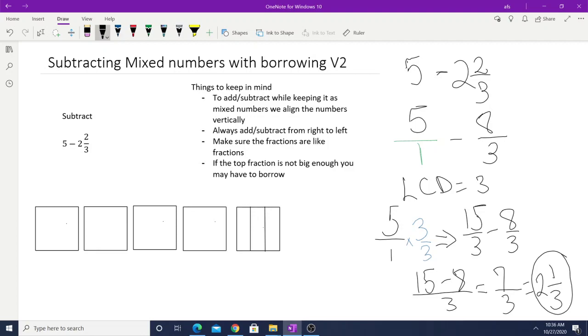So some things to keep in mind when we're doing that. To add or subtract while keeping it as mixed numbers, we align the numbers vertically. With the method that we just worked out on the right hand side, we align everything horizontally. But when we're working with this in mixed numbers, we're going to align it vertically. Always add or subtract from right to left. One of the few times you're going to be doing that in this course. Make sure the fractions are like fractions. That part is not going to change because that's the golden rule for being able to add or subtract your fractions. If the top fraction is not big enough, you may have to borrow.